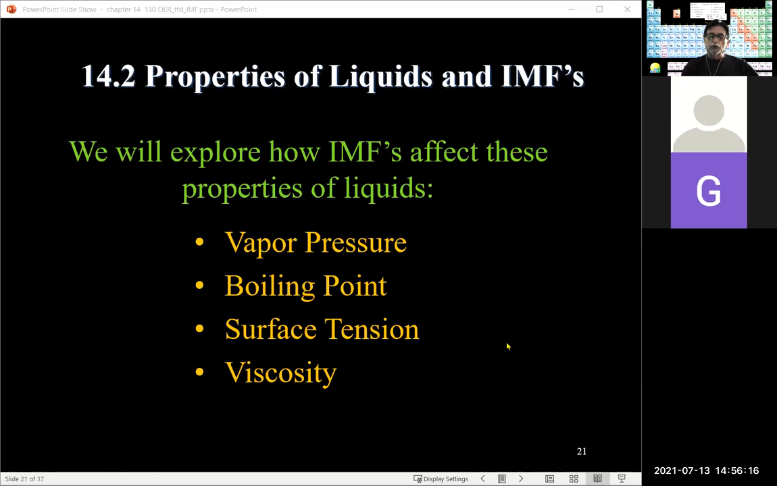So what effect does it have on these properties? One is vapor pressure, boiling point, surface tension, and viscosity. They're all related. Now, when you think about this, think about these intermolecular forces. If I represent a molecule of some sort, and there's another one next to me, and our interactions are strong, then it's going to have an effect on these physical properties.